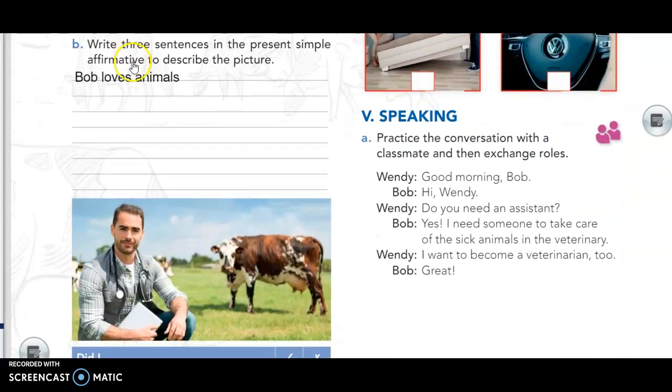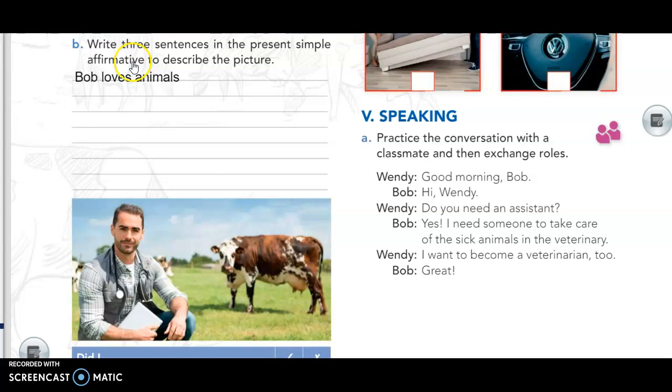Okay, let's move on to the speaking activity. In this activity, we are going to practice with our classmates. And we are going to exchange roles. Vamos a practicarlo con nuestros compañeros y vamos a intercambiar el personaje. Se lee de la siguiente manera.